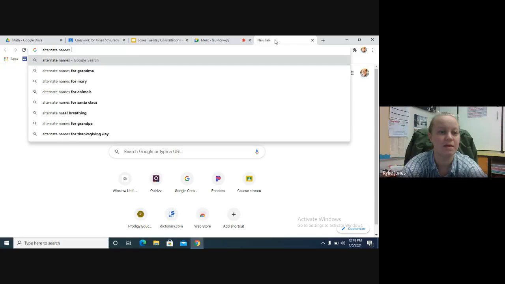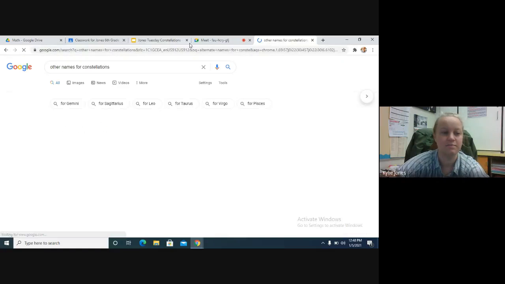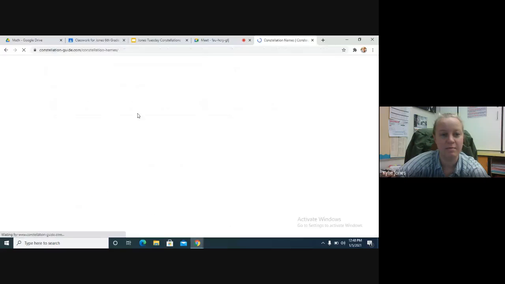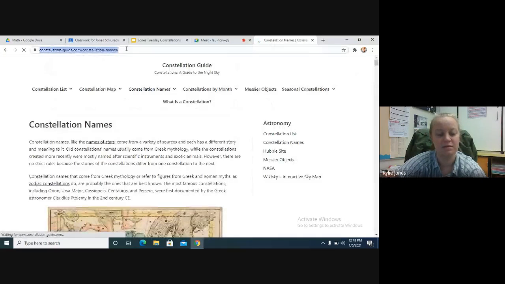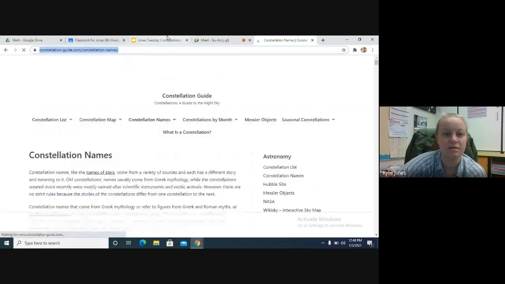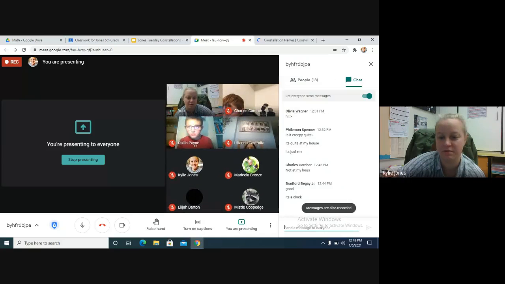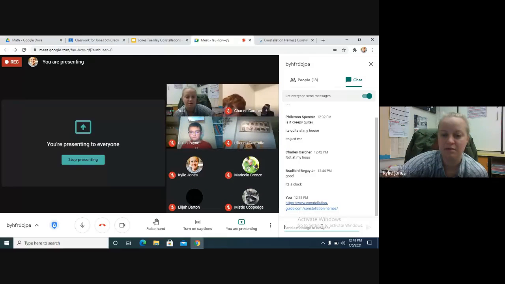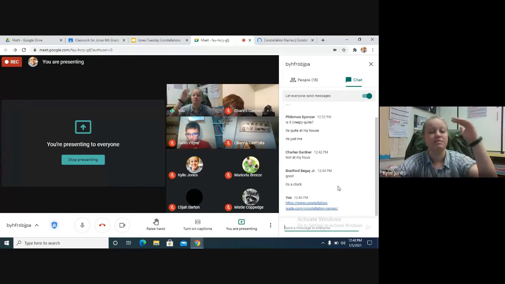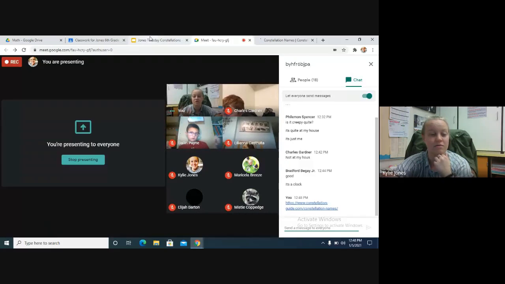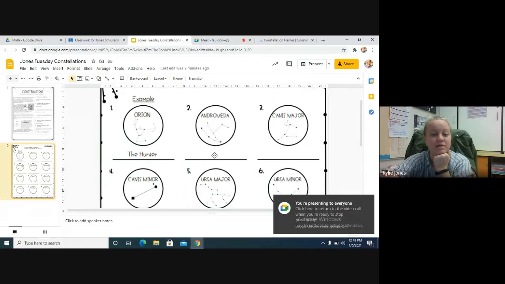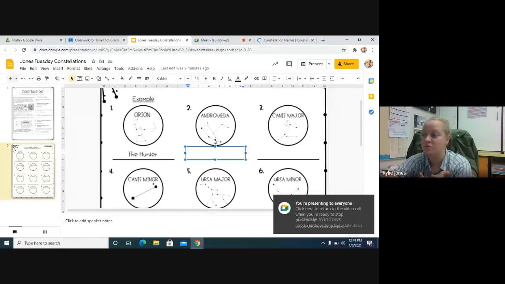Alternate names for constellations. And I'm going to copy and paste this into our chat and then you guys can go to this website from the chat. Where did it go? There it goes. So if you click on that website, it takes you to a list of all 88 of the constellations. So you're going to have to scroll through and find the correct one. But it'll tell you what each one is also called.